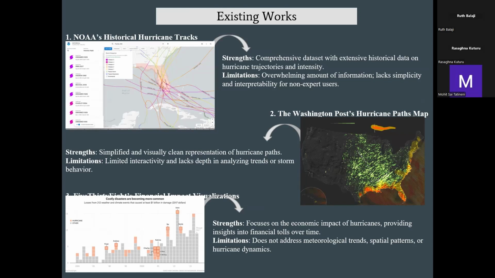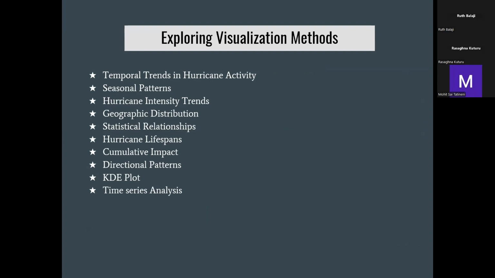And in this slide, you can see the existing works by NOAA's Historical Hurricane Tracks and the Washington Post Hurricane Paths Map, their strengths and limitations. And here we can see the summary of the visualization methods we used for our project.